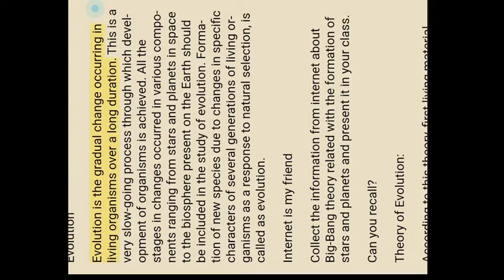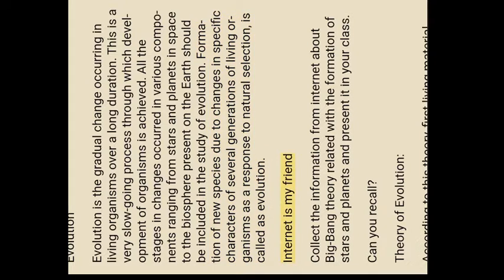Evolution. Evolution is the gradual change occurring in living organisms over a long duration. This is a very slow-going process through which development of organisms is achieved. All the stages and changes occurring in various components, ranging from stars and planets in space to the biosphere present on the Earth, should be included in the study of evolution. Formation of new species due to changes in specific characters over several generations of living organisms as a response to natural selection is called evolution.